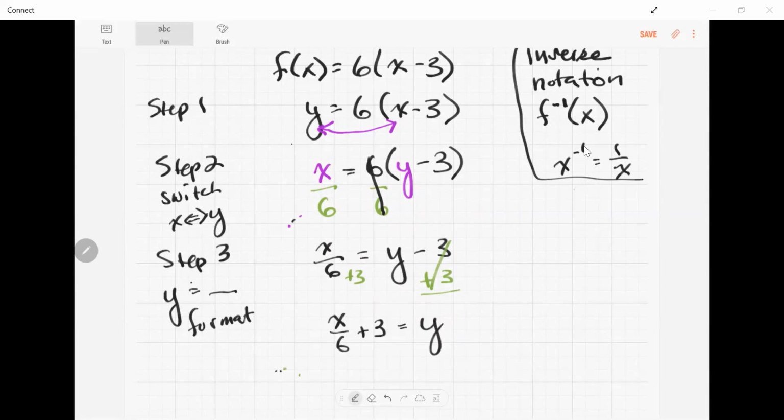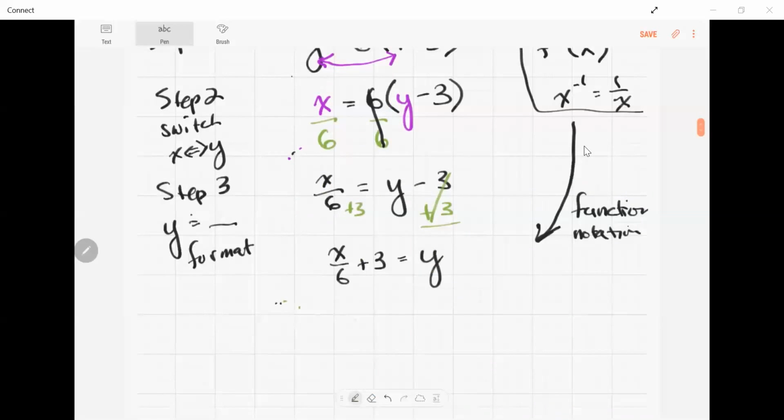Now I use function notation to express this for good math grammar. Instead of y, I'm going to call it the inverse of f of x equals x over 6 plus 3.